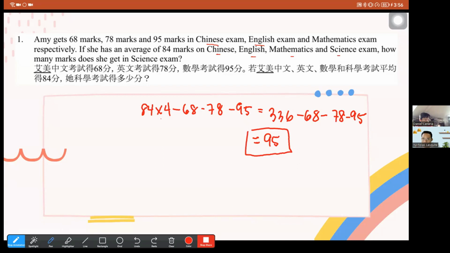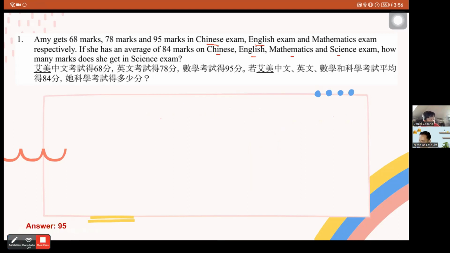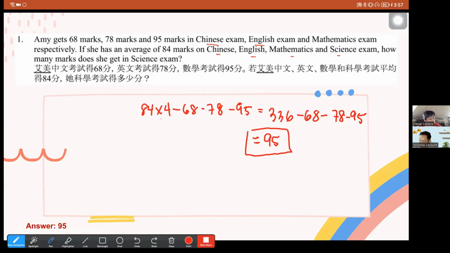Yeah. So this is just how you do it. If she has an average of 84 marks on these four exams, so 84 times 4, right? And then since Amy got 68, 78, 95, just subtract them from 84 times 4, because 84 times 4 is already your total out of the 4 tests. Then just subtract the score in Chinese, English, and mathematics. Just simple as that. Okay? The answer is 95. It's correct.